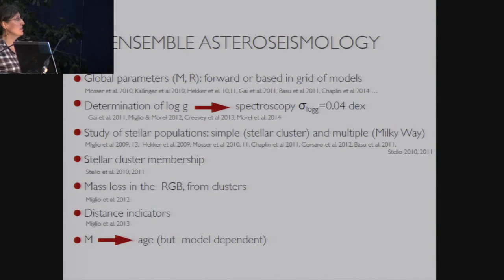And finally, we have also the possibility to use this data as distance indicators. I mean, we have the radius, we have the effective temperature, we have the luminosity, and so we have the distance of the star. And again, before Gaia, we will be able to have an estimation of distance that is not possible to obtain for stars in the field, only in a cluster or in binaries, for example.